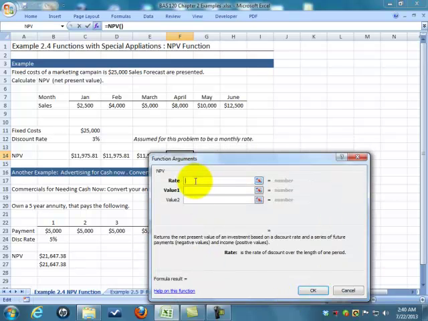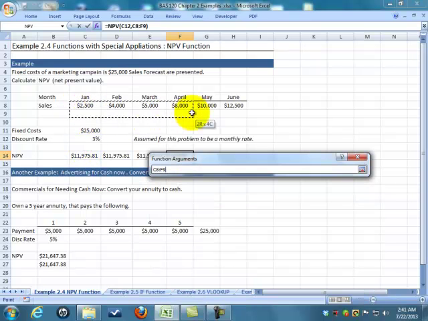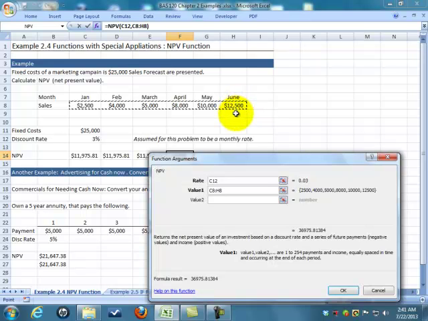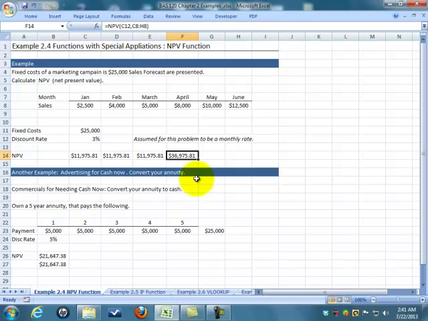Open it up. Now it talks about a rate. Notice this is the rate discounted over the length of one period. Since our one period are months, that's why I'm going to put in this 3%. And remember, it's a monthly rate. Our values that we're discounting are that stream of values right there. And now we hit OK, and we get 36,000. And you say, wait a minute, the book says it's 11,000. Well, that's because we have to subtract our initial investment.